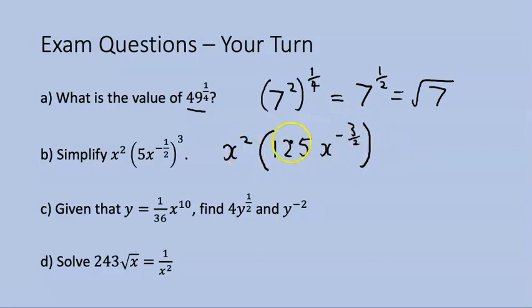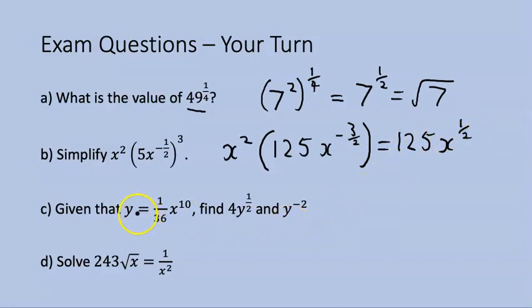Now I deal with the bracket and the x squared. 125 stays the same. When I multiply x squared and x to the minus 3 over 2, I'm going to do 2 take away 3 over 2, which is a half. So it's x to the power of half.